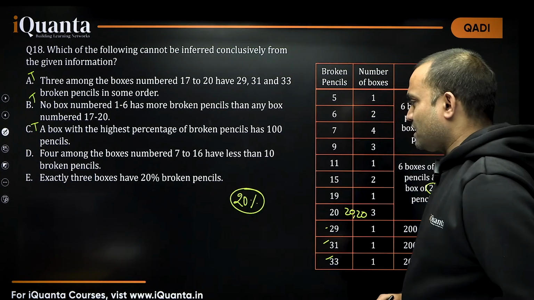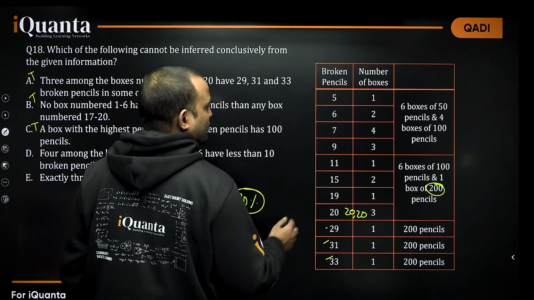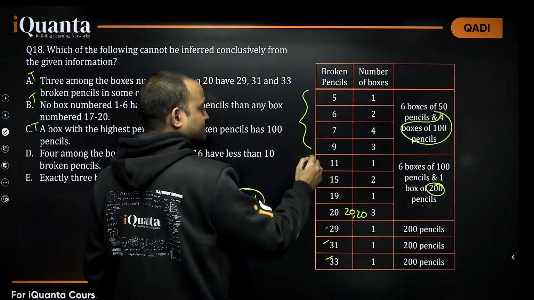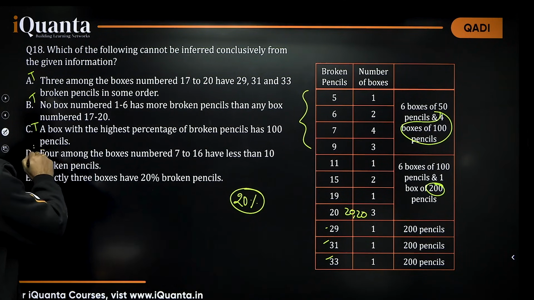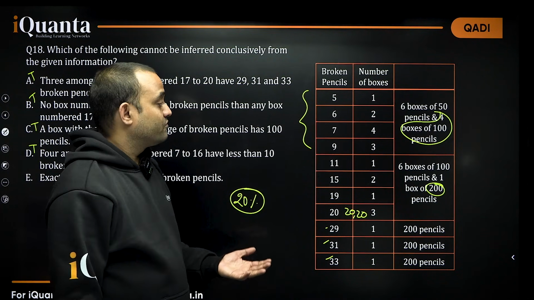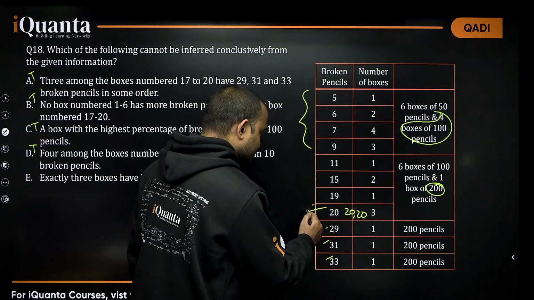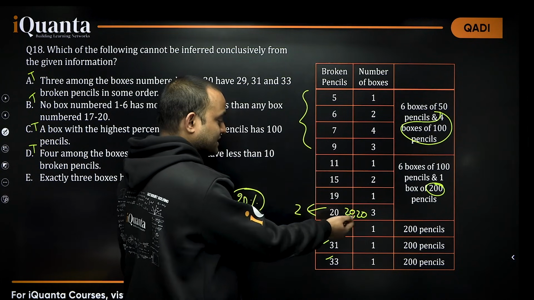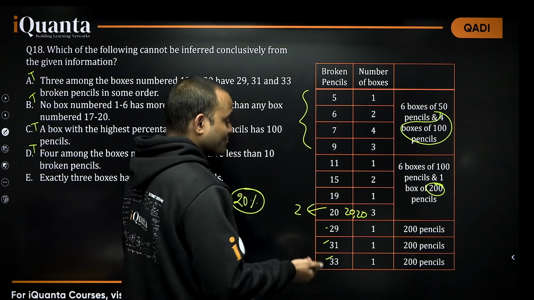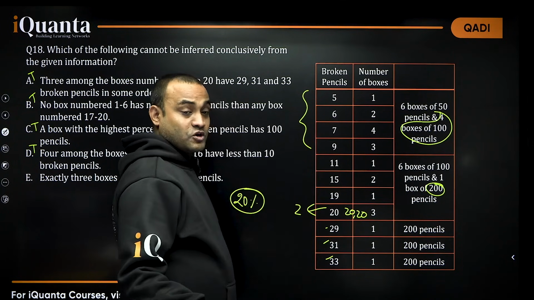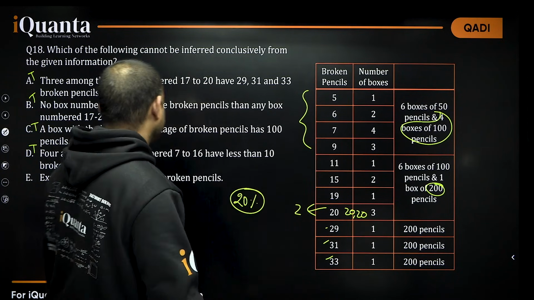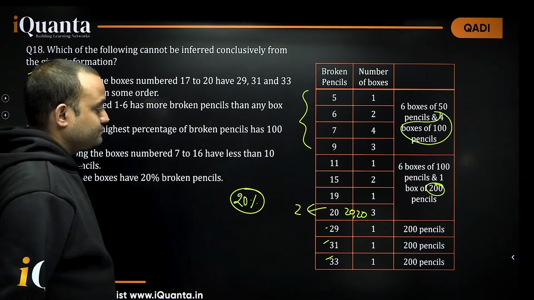4 among the boxes number 7 to 16. Okay, these 4, right, have less than out of these. Yes, that is also true. Exactly 3 boxes have 20% broken pencils. We don't know that, right? We don't know. For exactly 2, it could be 3 as well, at least 2, but it could be 3, which has 20% pencils. If one of them belongs to 17 to 20 boxes, then this will be 2, but it says exactly 3. We don't know that. So this is our answer. Okay.